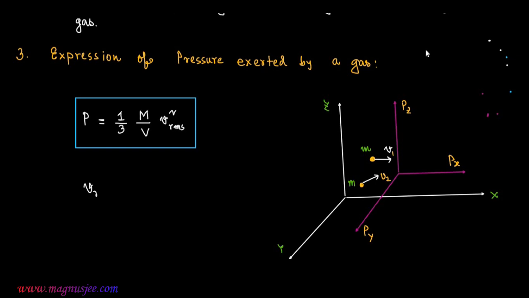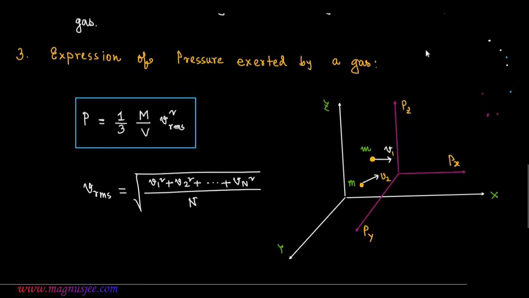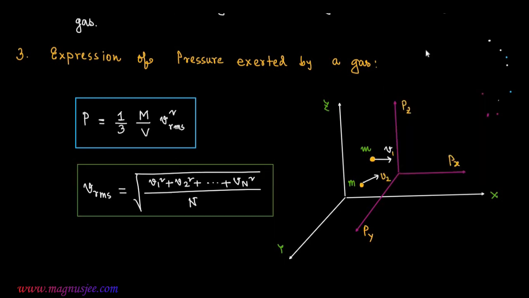In this case, Vrms is the RMS velocity of gas molecules, or root mean square velocity of gas molecules, which is equal to root over (v1 square plus v2 square plus ... plus vn square) divided by capital N, where capital N is the number of gas molecules.